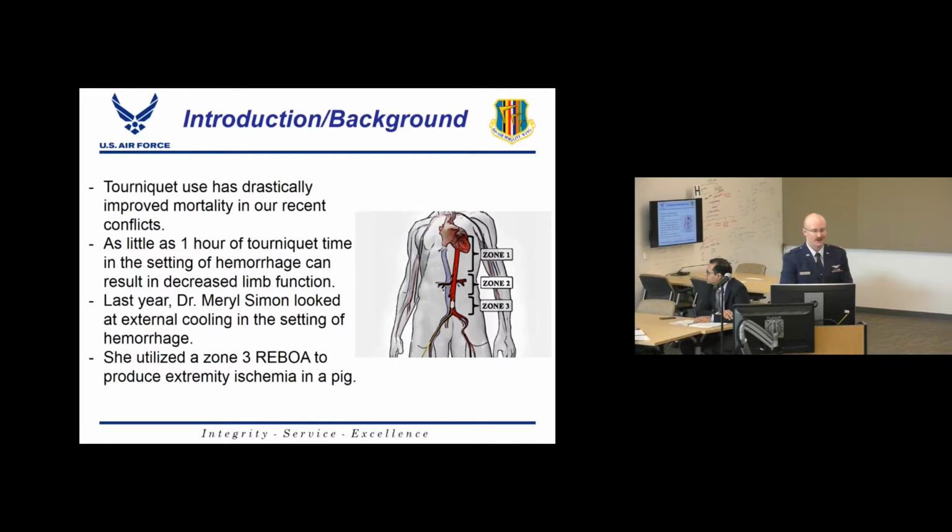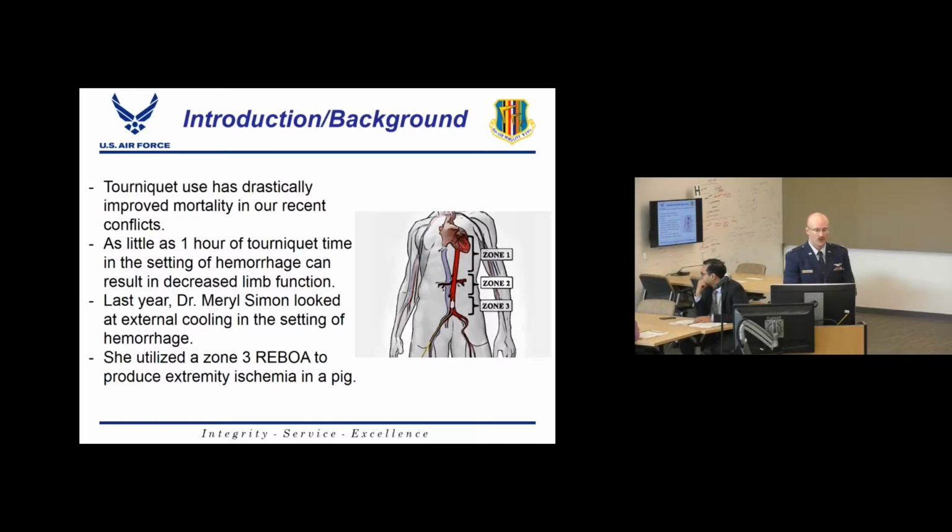Last year, Dr. Meryl Simon looked at external cooling in the setting of hemorrhage. She looked at using a zone 3 REBOA to produce extremity ischemia in a pig for 4 hours and applied external cooling to that limb, compared against just normothermia. She saw some very promising results, nearly a fourfold decrease in the amount of muscle breakdown products.